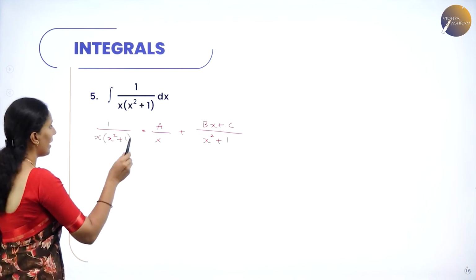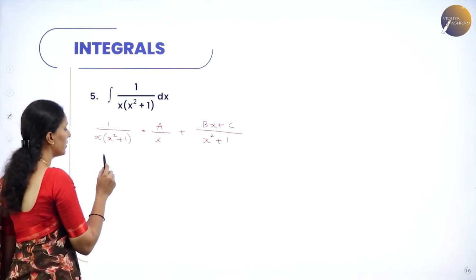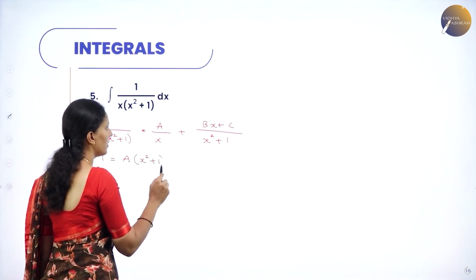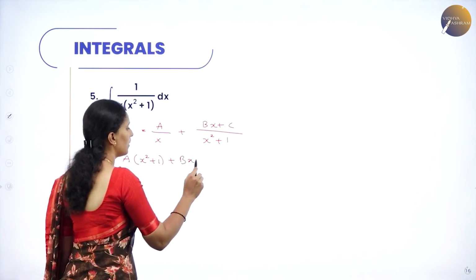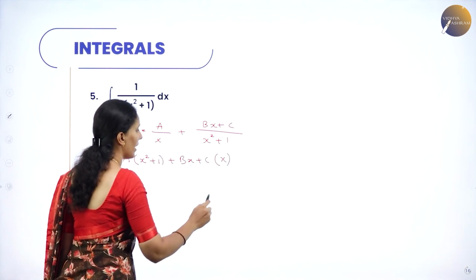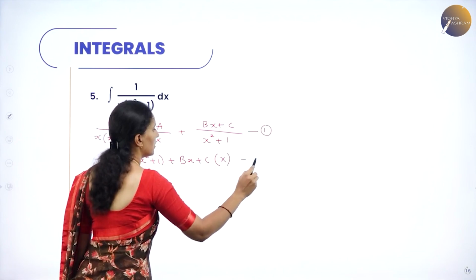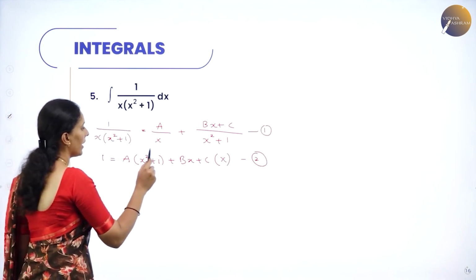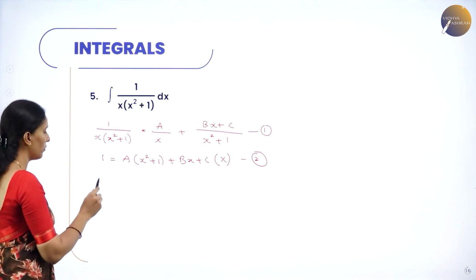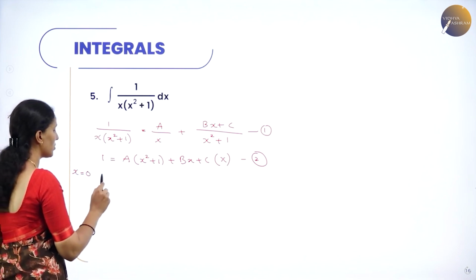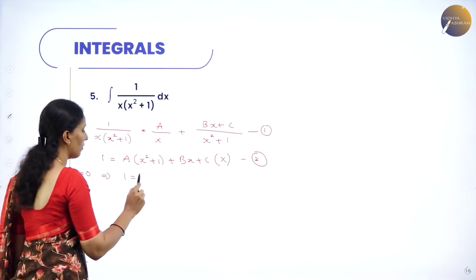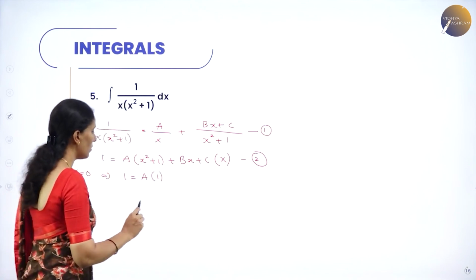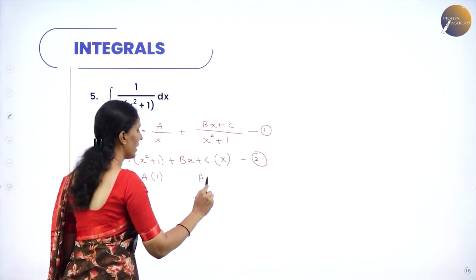So now we have the equation equated. 1 is equal to A into x square plus 1 plus bx plus c into x. So this is 1, this is 2. Now let me put x is equal to 0 in this equation. Then 1 is equal to A into 1, since 0 into anything is 0. So therefore the value of A is 1.